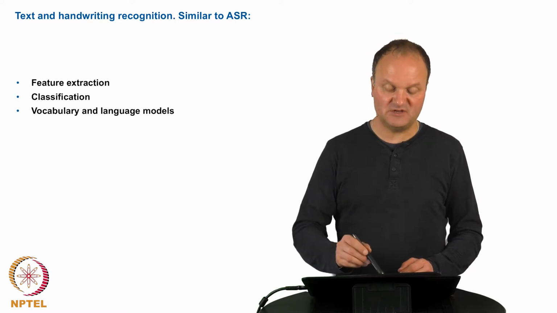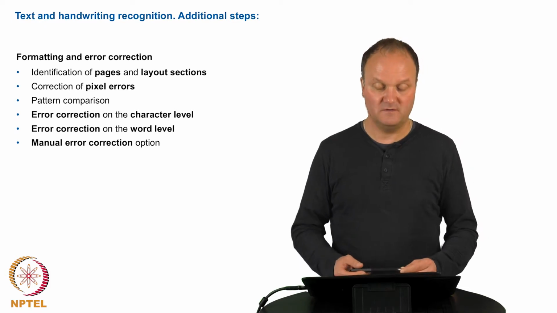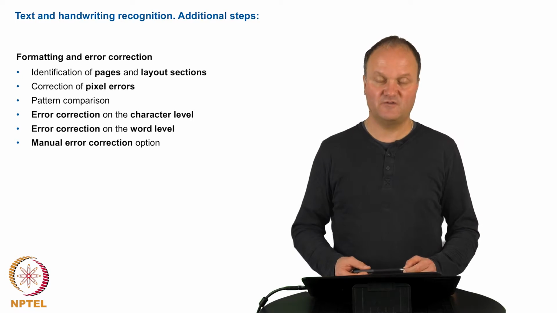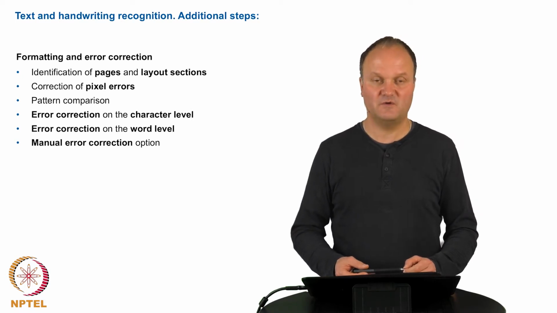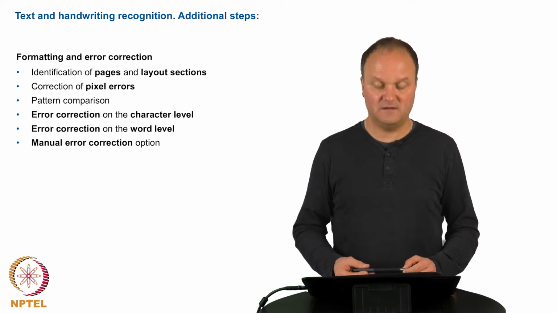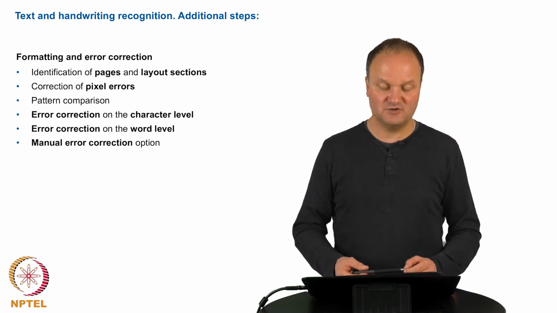However, there are some additional tasks in text recognition which are important. For example, text is usually organized in terms of pages with certain layout sections, and these pages and layout sections first have to be recognized in order to find the text in them. Then we might have pixel errors in case of over or under exposures, which need to be corrected. And then after the pattern recognition approach, we might provide certain correction mechanisms.